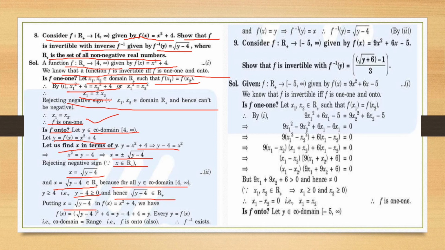Now take x equal to root y minus 4 and put it here in f(x) in place of x. So I get root y minus 4 whole square plus 4, and this gets cancelled with this and we get y. So that means every y in the codomain is equal to f(x), so the codomain equals the range. So my function is onto also, and f inverse exists, right? So f inverse exists, and how will we give it? f(x) equal to y implies f inverse y is equal to x.